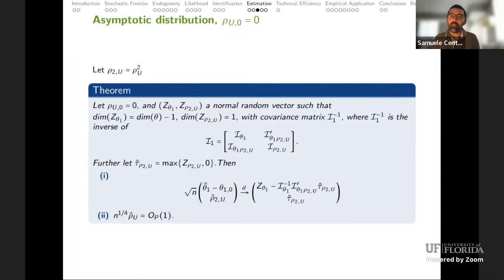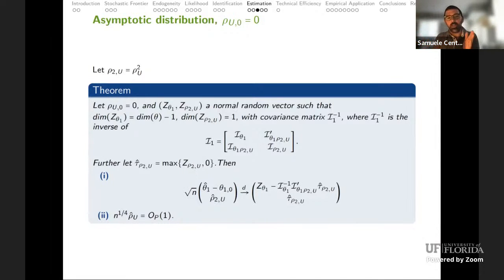This is slightly more complicated because at the boundary point we don't have first order identification, we have second order identification. So it's slightly more complicated, but the idea of the result is the same. Basically, if I denote rho u as the square of rho, the distribution of the other parameters is still going to be a normal distribution, but the asymptotic distribution of rho u is going to be a half normal.